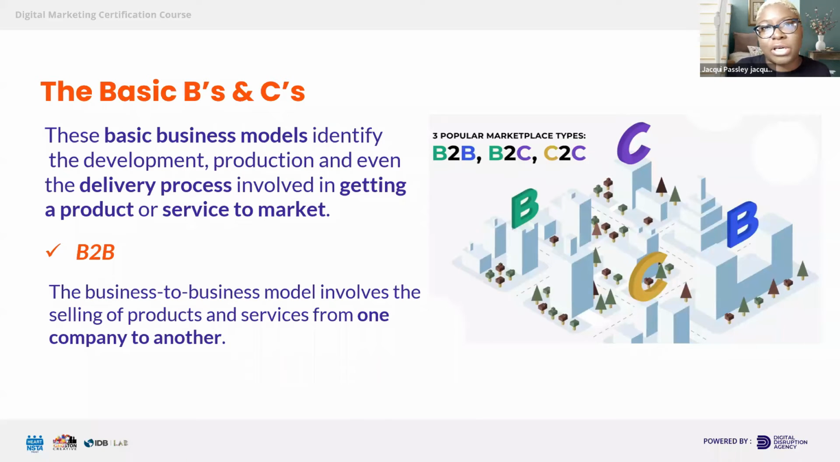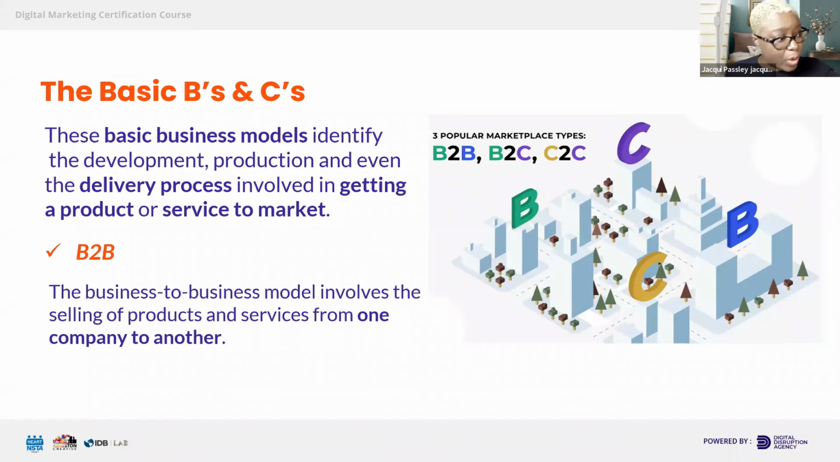IBM sells stuff to customers, but IBM is really a business to business company, right? Similarly with Samsung, Samsung sells phones to us, so that's a B2C, a business to customer. But Samsung also sells phone parts to Apple. So in that way, they're a B2B company, right? And so that's what it is.